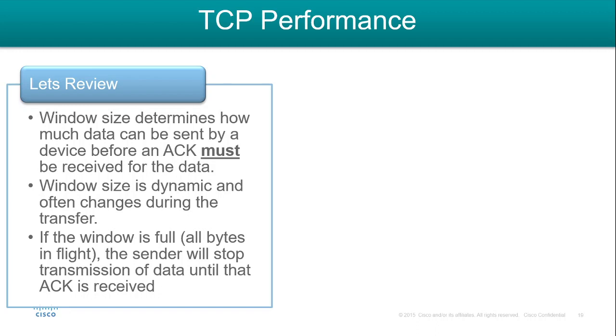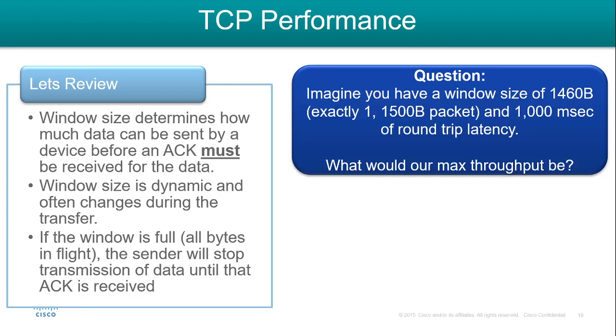Well, the way I like to accomplish that is with a pretty simple question centered around a very small window size example. Let's imagine you have a window size of 1460 bytes, and this is equivalent to exactly one 1500 byte packet. In addition to this window size, you have a round-trip latency of 1000 milliseconds, or 1 full second. What would the maximum theoretical throughput be for this transmission if there was no loss?